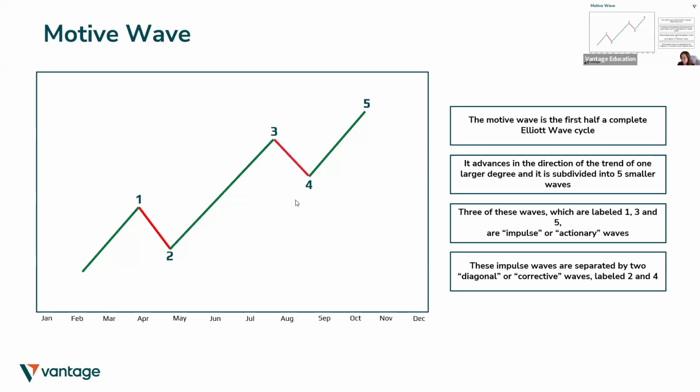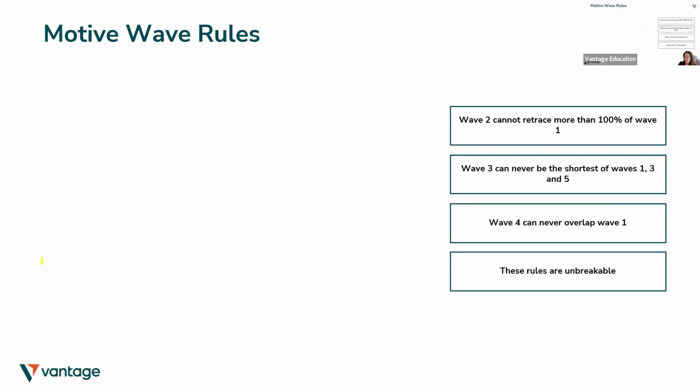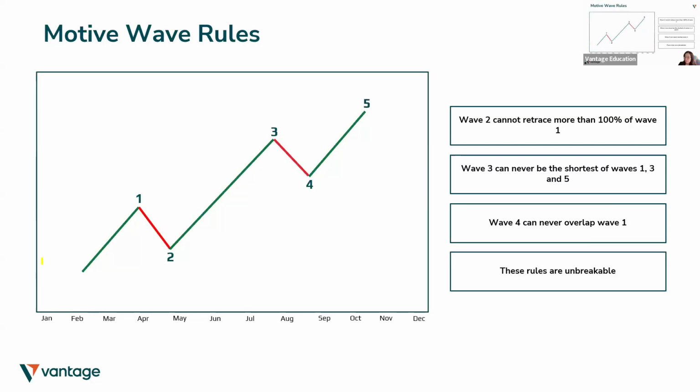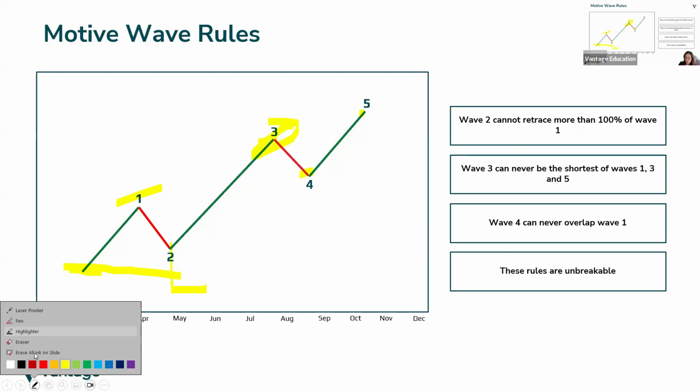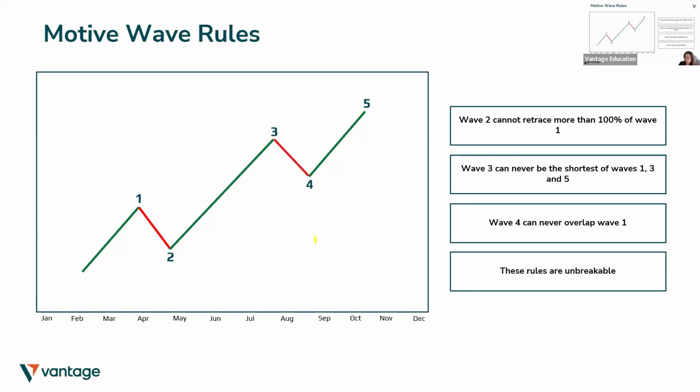The motive wave rules are something you need to remember. Wave 2 cannot retrace more than 100% of wave 1. So this is the beginning of wave 1, and wave 2 cannot go below the beginning of wave 1. Wave 3 can never be the shortest of waves 1, 3, and 5. So wave 3 will never be the shortest. And wave 4 can never overlap wave 1. It cannot go below wave 1.